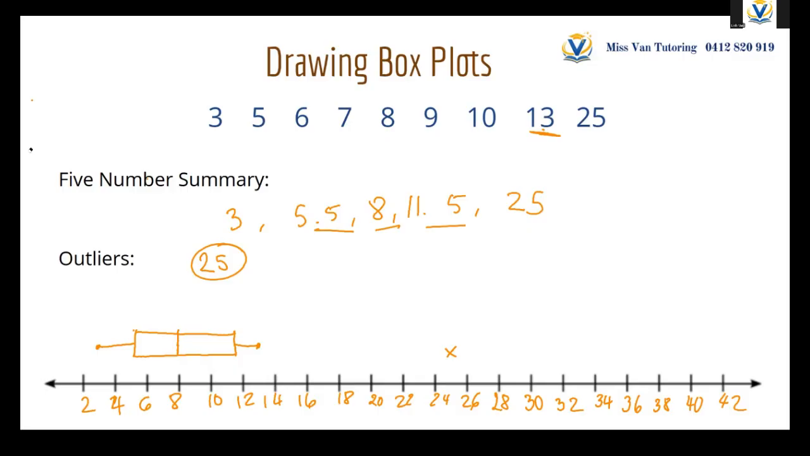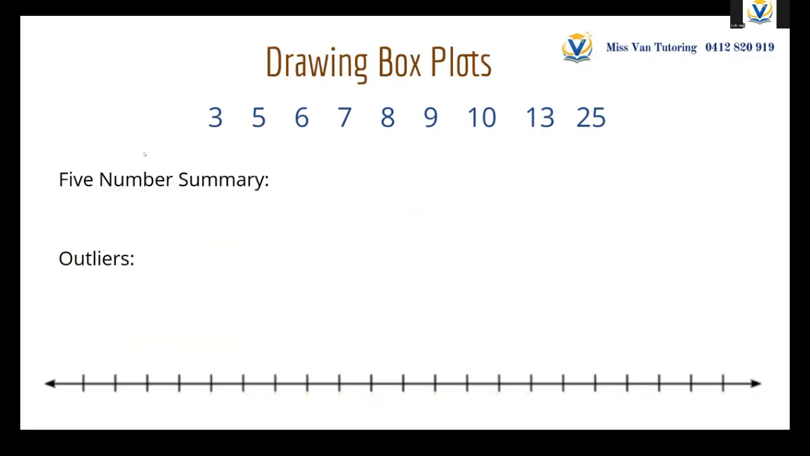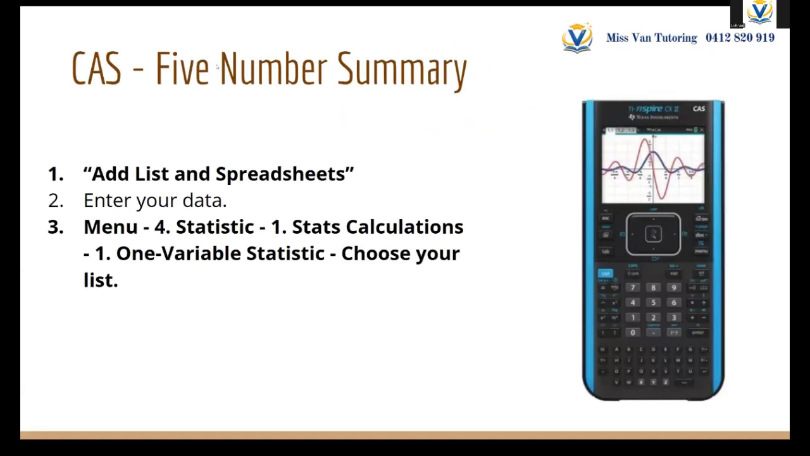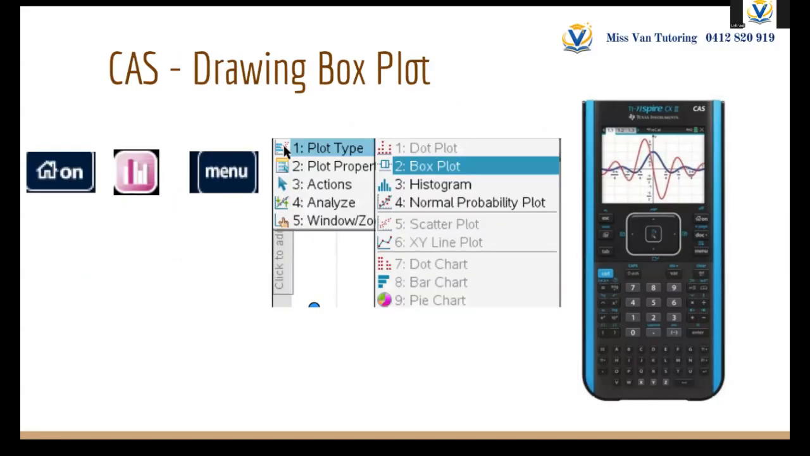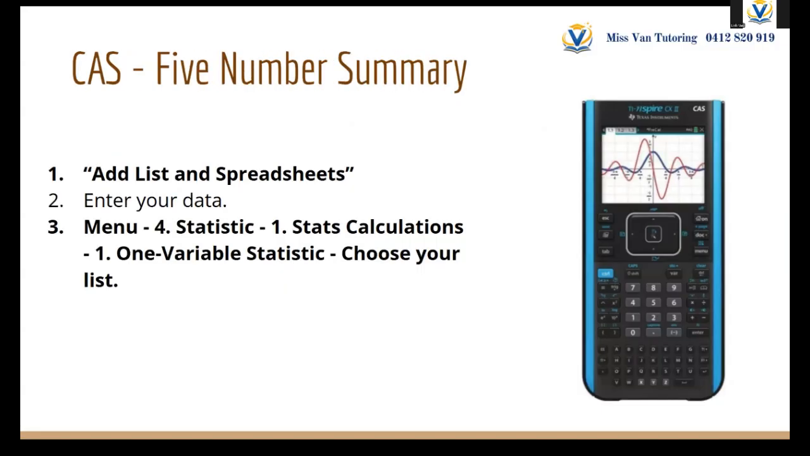All right. Now, that's how we do it by hand. As I said, it's really important for you to know how to do it by hand as well as how to do it on your CAS. So now we are going to learn how to find our 5-number summary as well as our box plot using your CAS calculator.